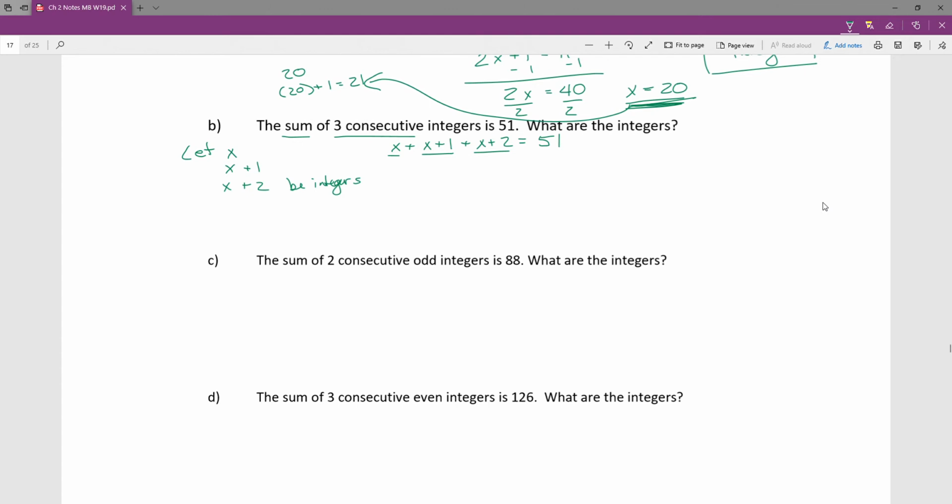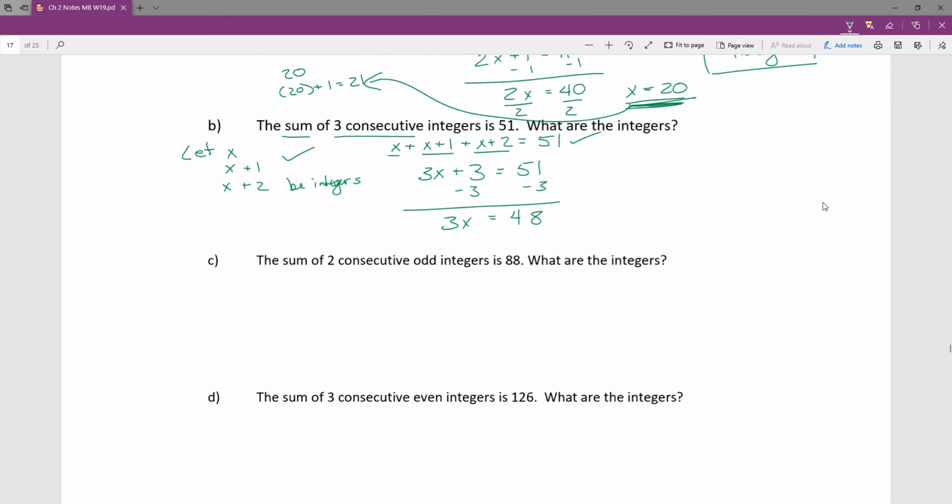So gathering my like terms, collecting my like terms, I have 3 x's and plus 3. I've got 2 whole numbers there. So 3x plus 3 equals 51. I've got my let statement, I've got my equation. Now I'm solving my equation. I'll subtract 3 from both sides. I get 3x equaling, what is that, 48?